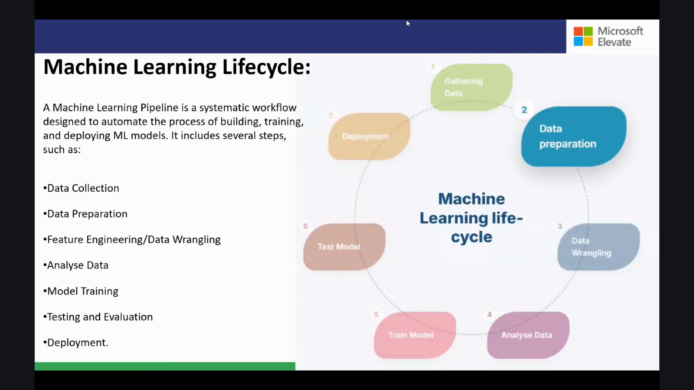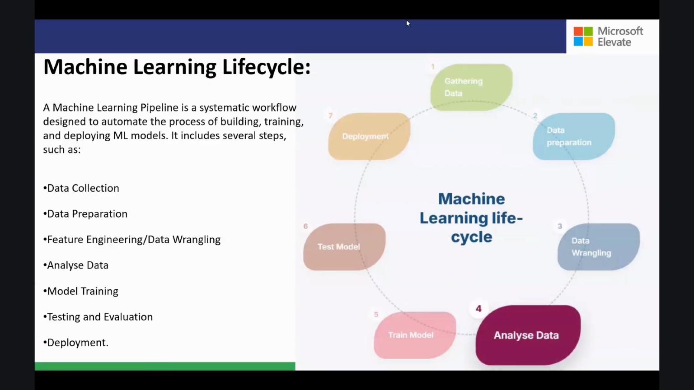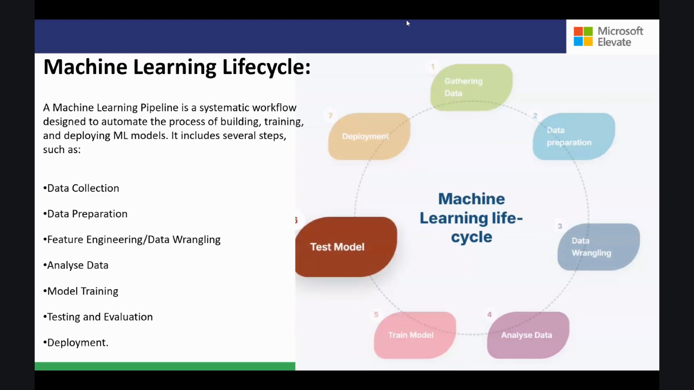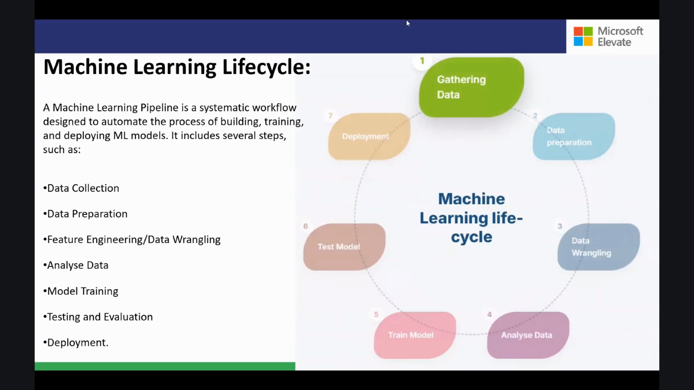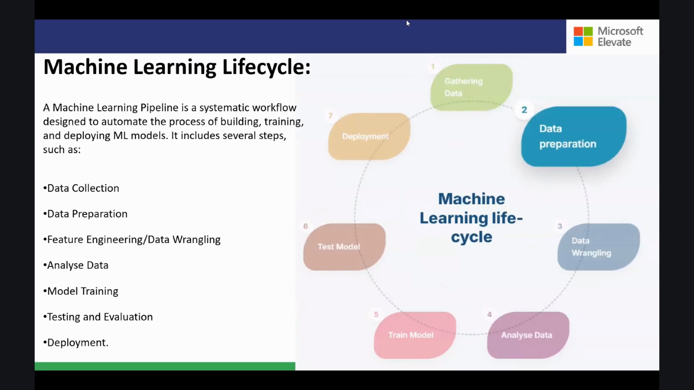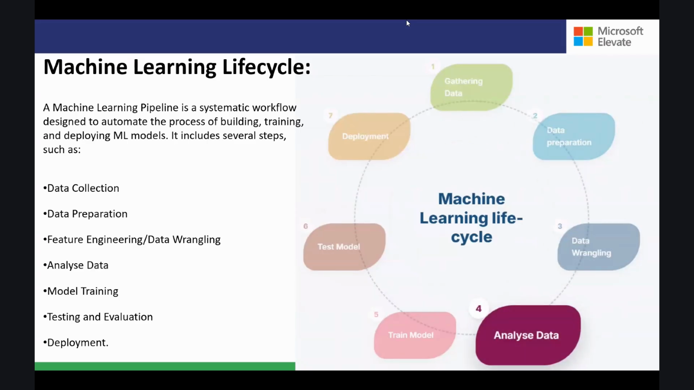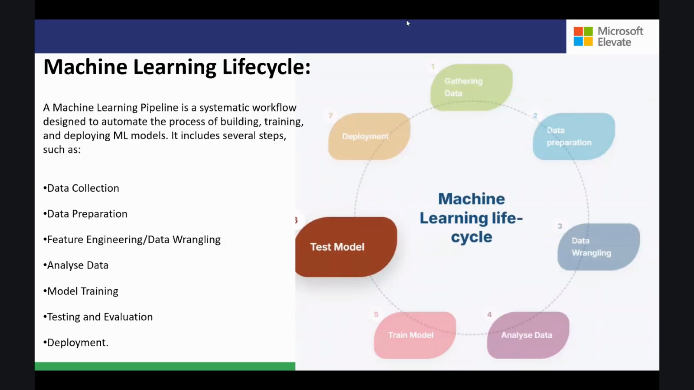Now, the machine learning life cycle. So how does the machine learning life cycle work? The machine learning life cycle is all about gathering the data, meaning data collection. Then you do EDA, exploratory data analysis, meaning data preparation. And then you do data wrangling. What is data wrangling? It means feature engineering.